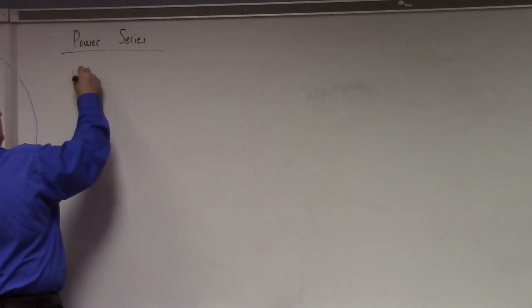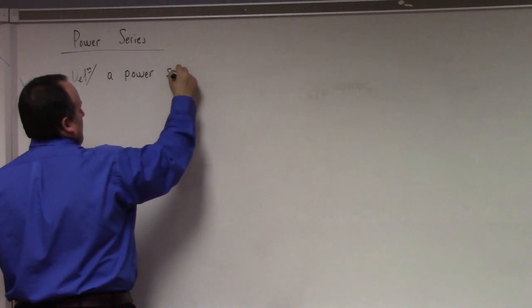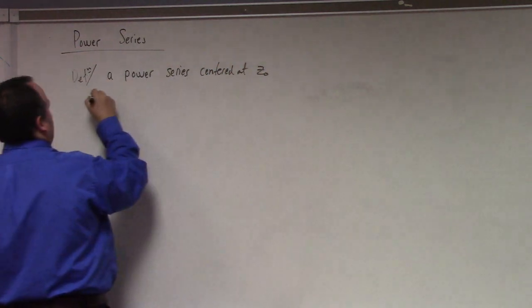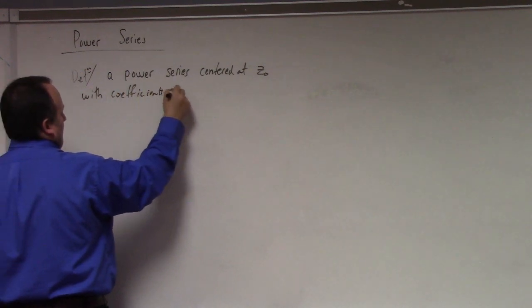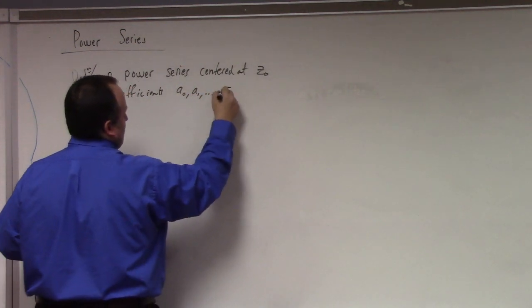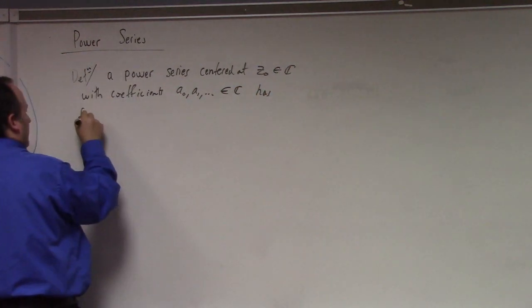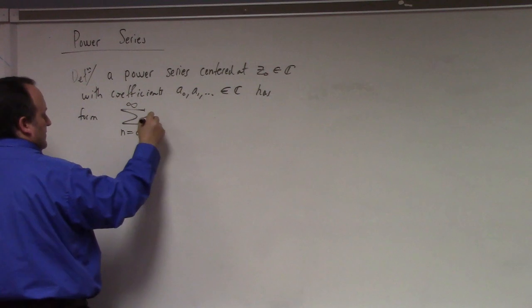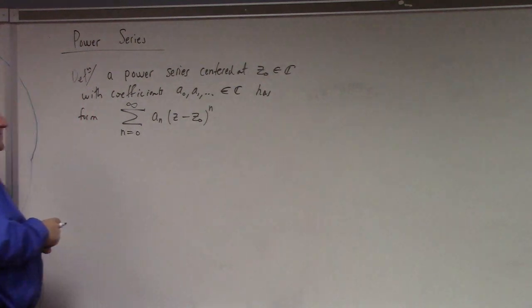So, definition: a power series centered at z naught with coefficients a0, a1, and so on, in the complexes, of course, has the form the sum from n equals 0 to infinity of a sub n times (z minus z naught) to the power n.